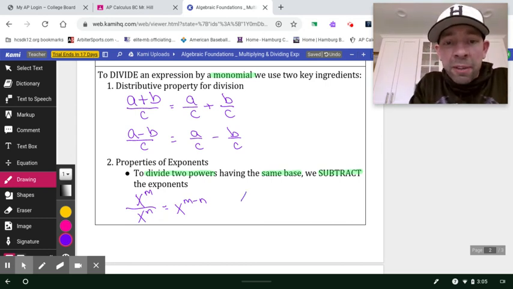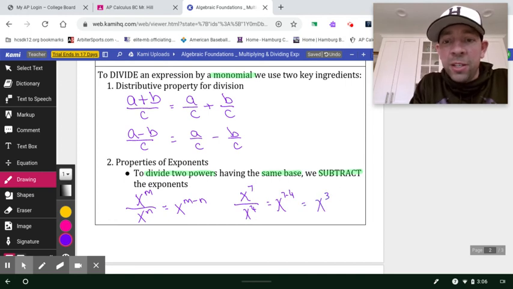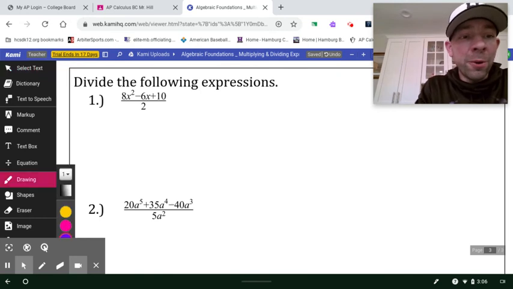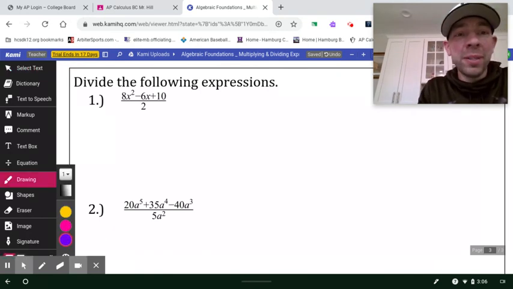So an example would be, if I had x to the 7th divided by x to the 4th, I'm going to keep the base, subtract the exponents, and end up with x cubed for my final answer. All right, coming down the home stretch here, I think you're going to be pretty impressed with how well you do on these last two problems.